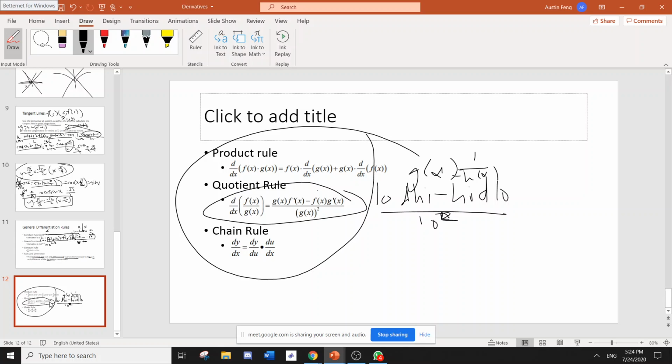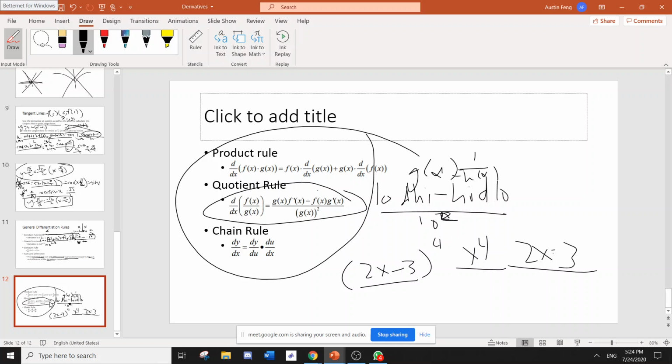The chain rule is that dy dx is equal to dy du times du dx. So let's say we have the function 2x minus 3 to the 4th power. Since 2x minus 3 is inside of the 4th power, we find the derivative of the outer x to the 4th and multiply it by the derivative of 2x minus 3. And that's what the chain rule is.